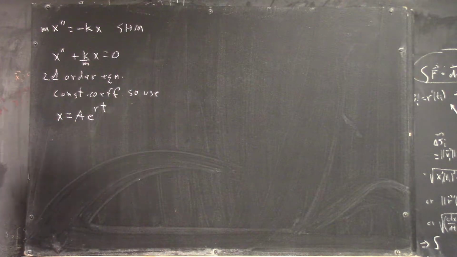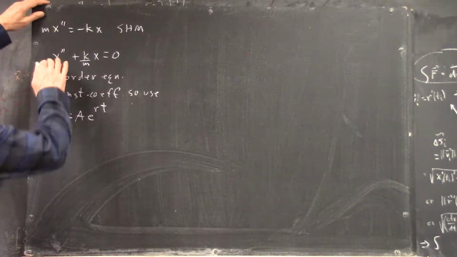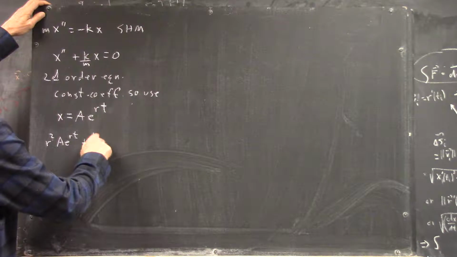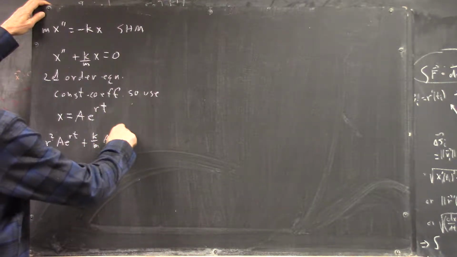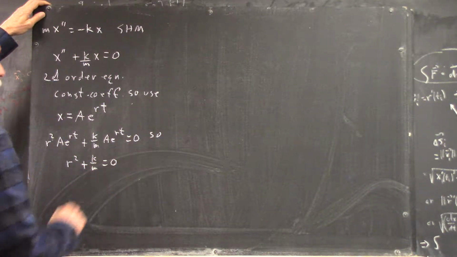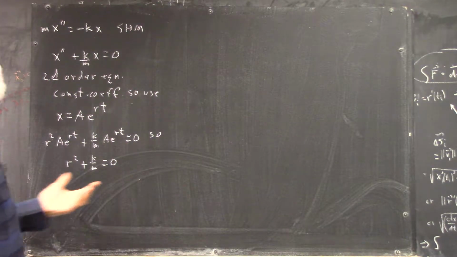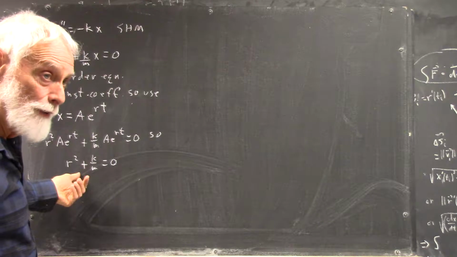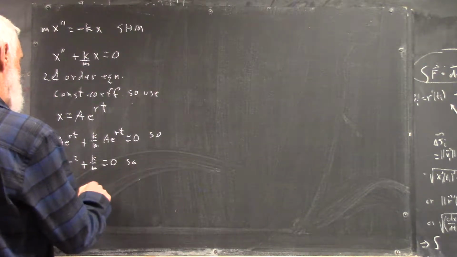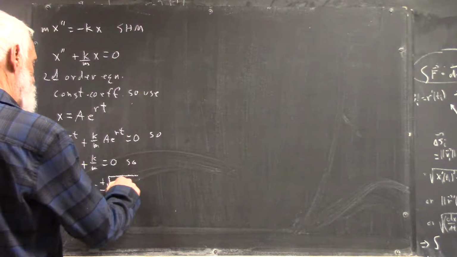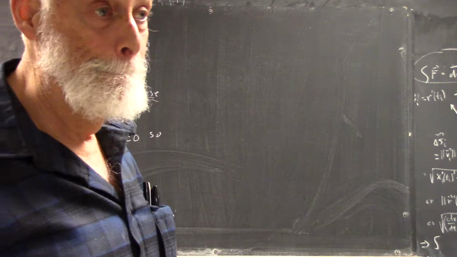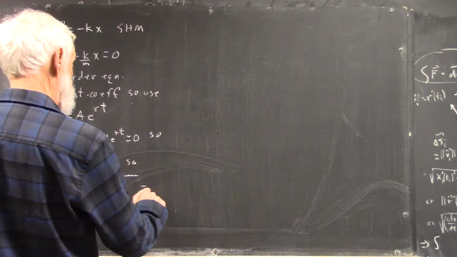So now we use x equals a e to the rt and plug that into the equation. Well, x double prime is r squared a e to the rt, plus k over m a e to the rt equals zero. So r squared plus k over m equals zero. It's a quadratic equation, but you don't have any b term. You don't have any r term in the equation, right? So you can just say r equals plus or minus the square root of negative k over m, right? And what's that equal? Omega.